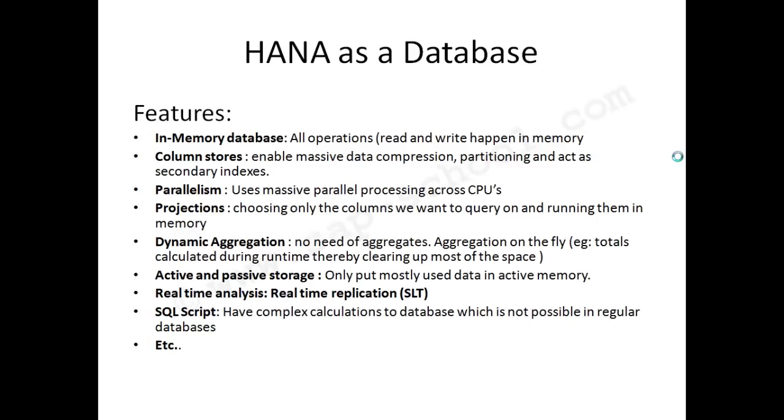So the first feature, as I mentioned, is that it's an in-memory database. All read and write operations happen in memory. The next one is column stores. Unlike in regular databases, the data in HANA is stored in columns. This enables massive data compression, partitioning, and secondary indexes. Usually in regular databases, we have to create secondary indexes, but because we use column stores in HANA, it already serves the purpose of secondary indexing.